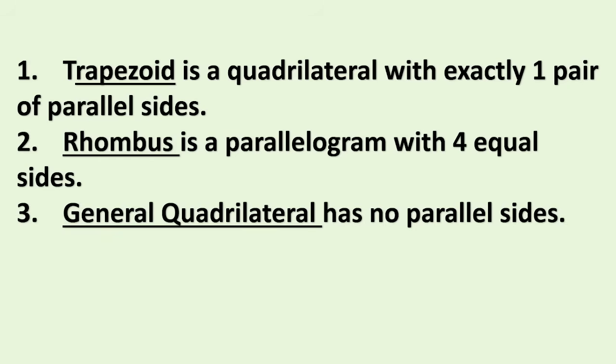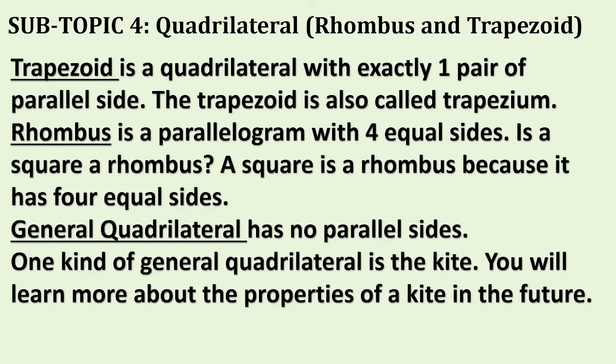Trapezoid is a quadrilateral with exactly 1 pair of parallel sides. Rhombus is a parallelogram with 4 equal sides. And general quadrilateral has no parallel sides. Subtopic 4. Quadrilateral, rhombus, and trapezoid. Trapezoid is a quadrilateral with exactly 1 pair of parallel sides. The trapezoid is also called trapezium.